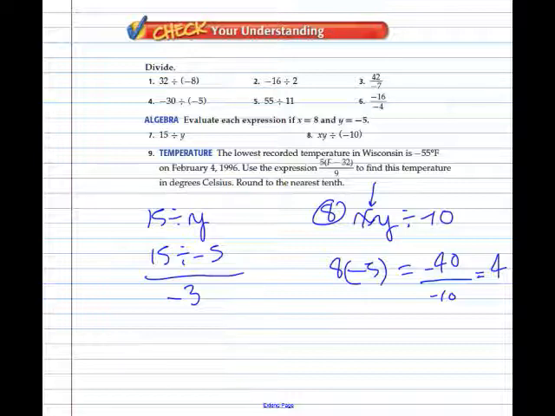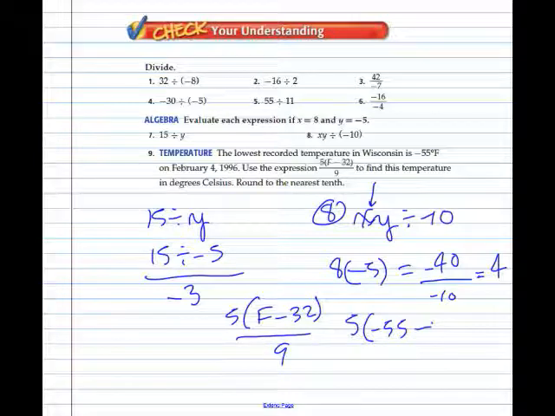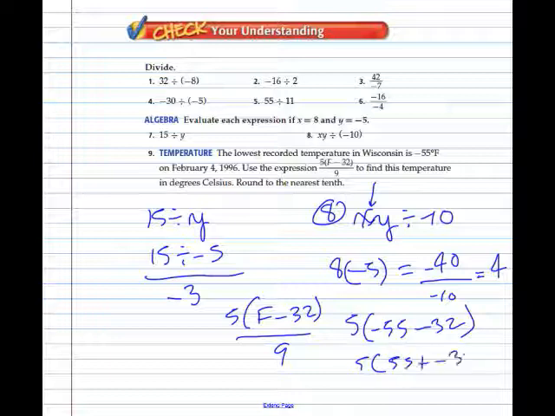Number 9, the lowest recorded temperature in Wisconsin is negative 55 degrees Fahrenheit on February 4th, 1996. Use the expression 5 times Fahrenheit minus 32 divided by 9 to find this temperature in degrees Celsius rounding to the nearest tenth. So 5 times negative 55 minus 32. This becomes 5 times negative 55 plus a negative 32.